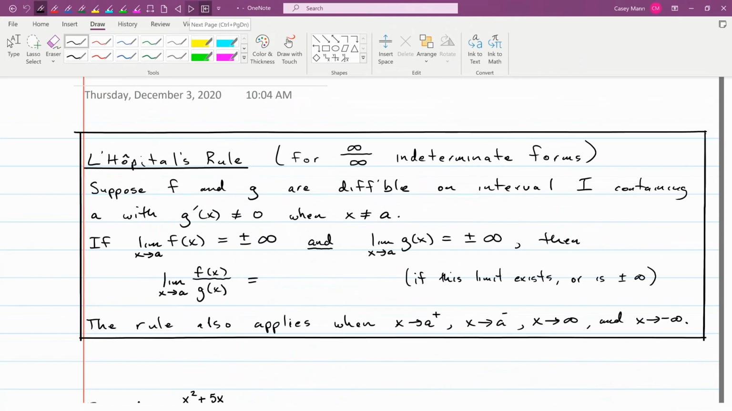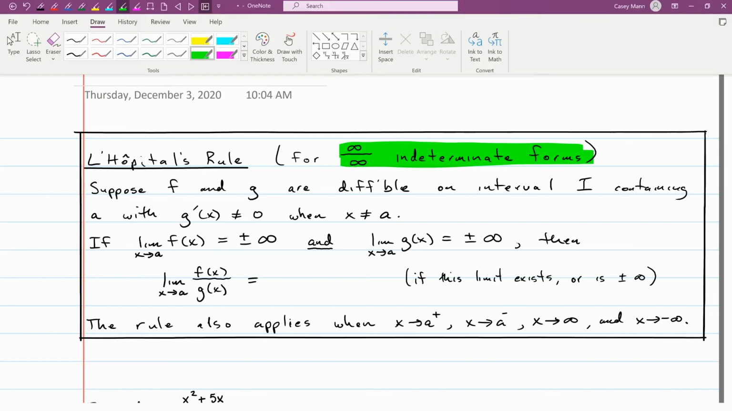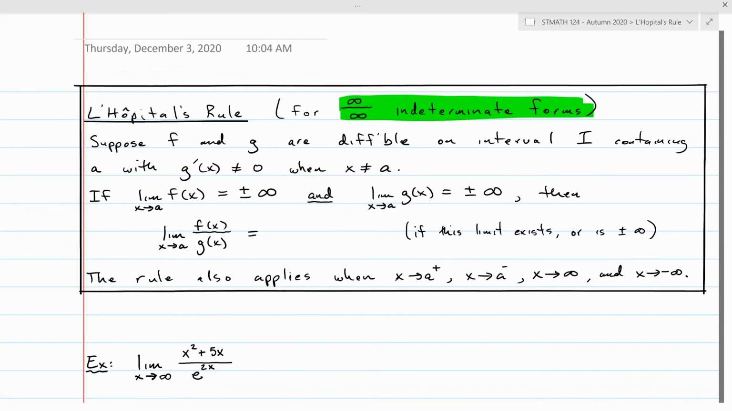All right, so now let's look at another version of L'Hopital's rule. This is the version of the rule that applies to what we call infinity over infinity indeterminate forms. So just like with 0 over 0 indeterminate forms, an infinity over infinity indeterminate form is basically whenever you evaluate the limit in the numerator and denominator separately, you're getting either plus or minus infinity in the numerator and in the denominator. For this rule to work, we have to have that both f and g are differentiable on an interval that contains a, that's the value that x is approaching, and we have to assume that g prime of x is not equal to 0 on that interval except for possibly at x equals a.